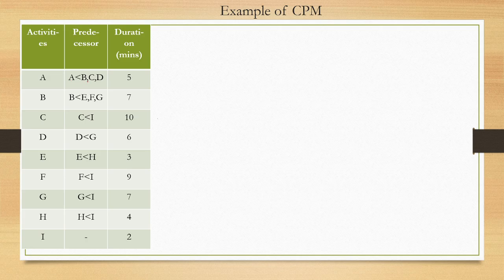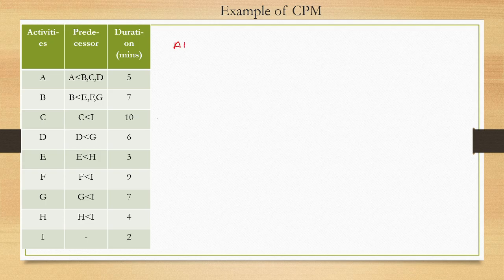Here in the question it was given a less than b c d. It means A is predecessor of B, A is predecessor of C, and A is predecessor of D. Similarly, B is predecessor of E, F and G. So let's use the shortcut method first. Activity A is the predecessor of B, C and D. So total 3 paths are here.